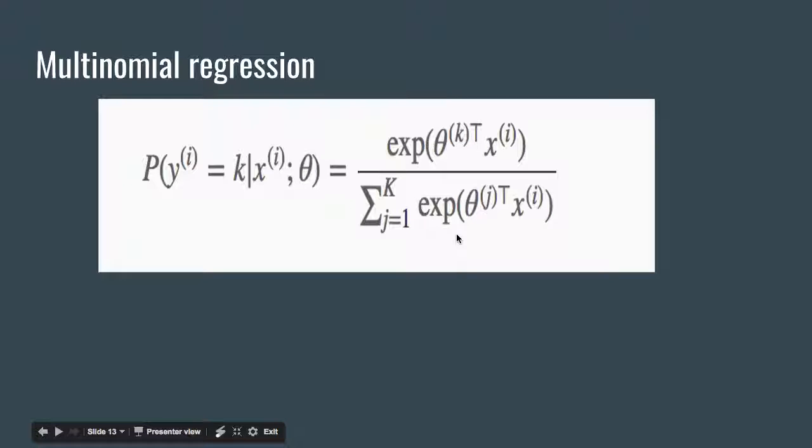Does anyone have any questions about this? Yeah? Sorry, can you just explain that again? Yeah, so essentially, first we're doing theta transpose times x. That's the same thing that we've been doing before. But now for all of our probabilities, we're applying this thing called the sigmoid function, the softmax function.